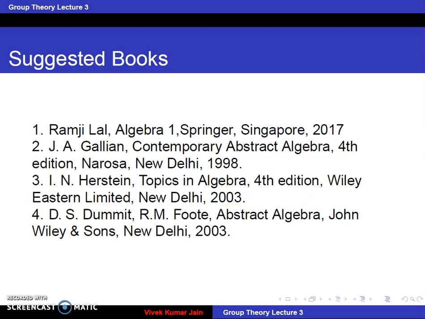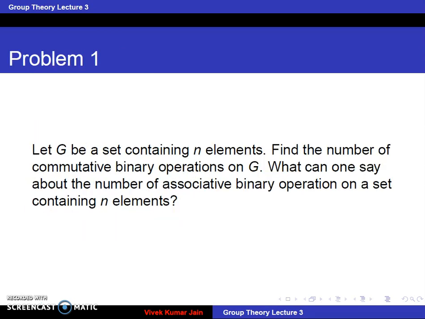Now I am coming to the problems. Problem number 1. Let G be a set containing n elements. Find the number of commutative binary operations on G. What can one say about the number of associative binary operations on a set containing n elements?